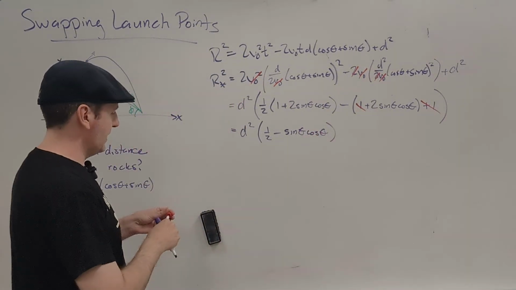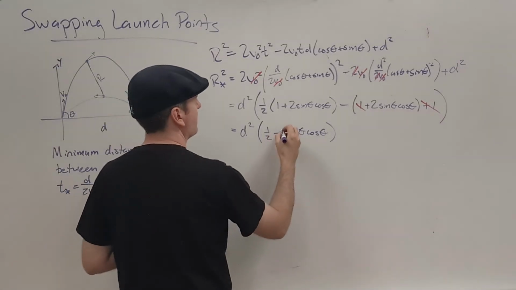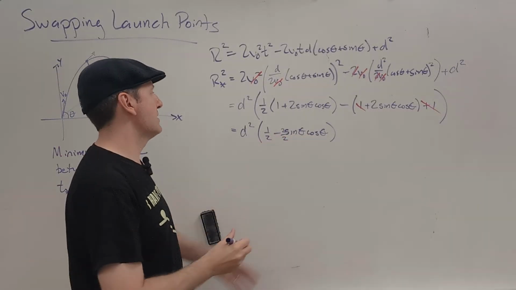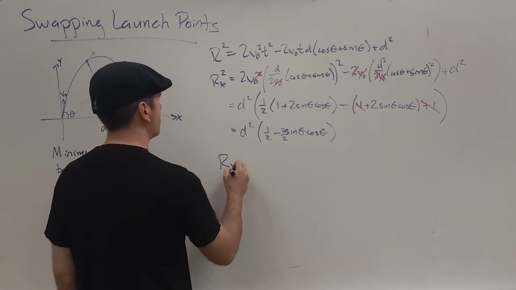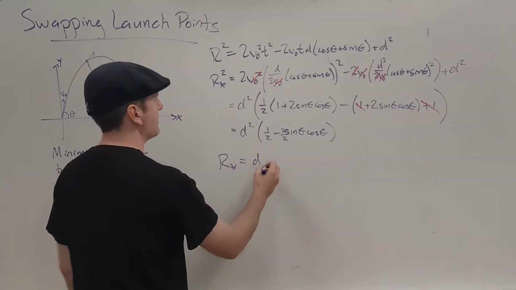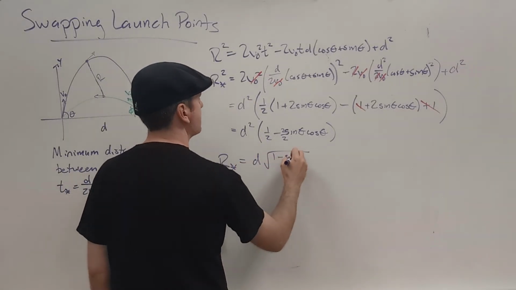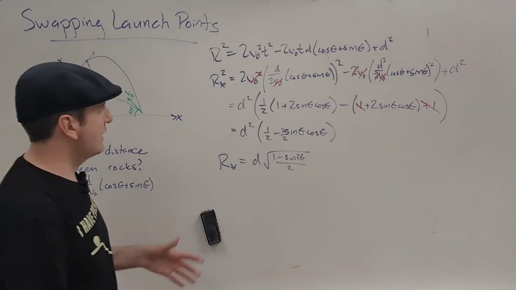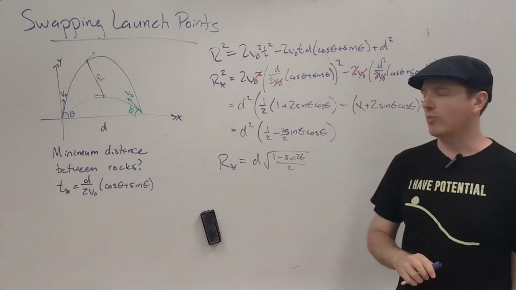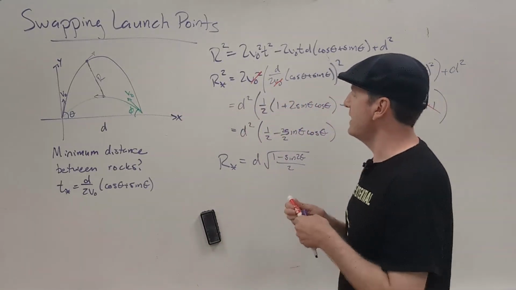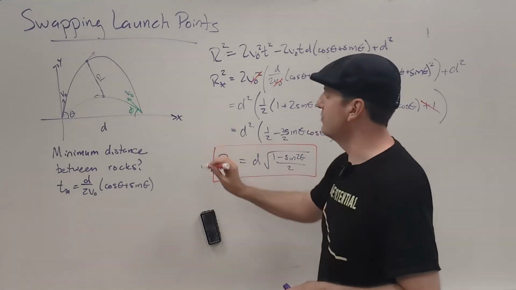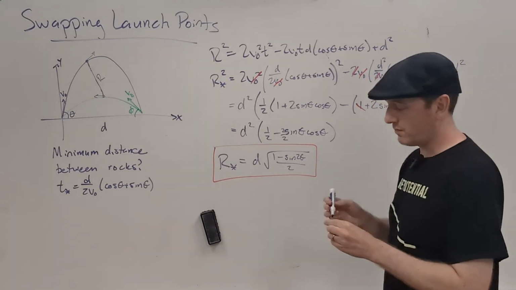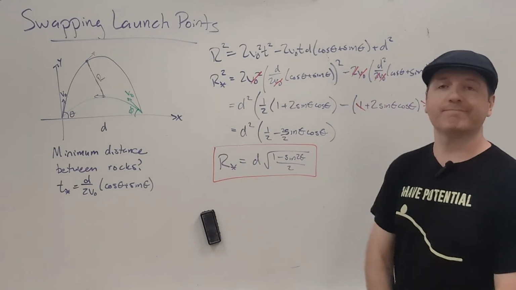And now to finish the whole thing off, let's go ahead and actually put a 2/2 back in here. 2 sine theta cosine theta is a double angle formula, and we'll go ahead and take our square root. So it'll be D times the square root of 1 minus sine 2 theta all over 2. And I think that's pretty good. There's probably some other trigonometric ways that you can write that. But this is the minimal distance between the two projectiles at, well, if they happen to swap their launch points. QED.